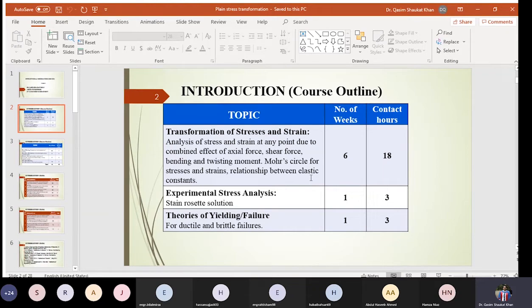Similarly, in torsion, your mild steel specimen will fail in a very smooth manner, whereas your cast iron specimen will fail at 45 degrees in torsion.